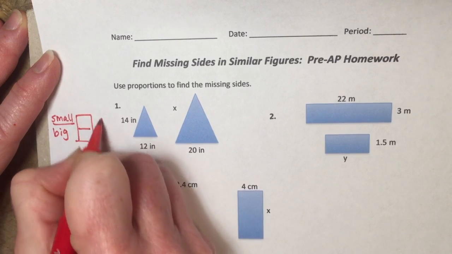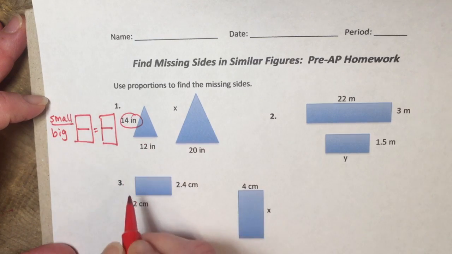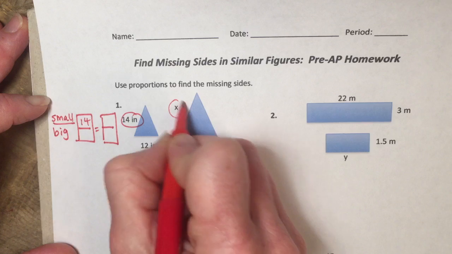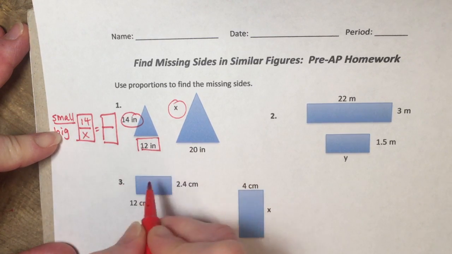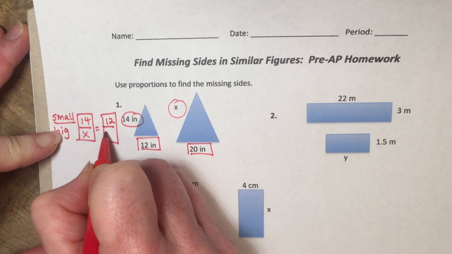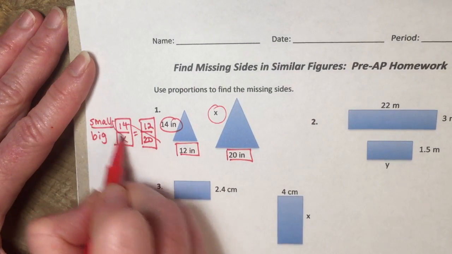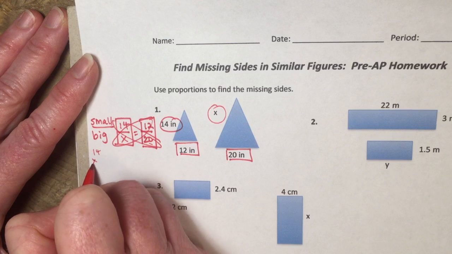Set up my boxes. So in the small triangle, I'm just going to pick a side, 14. And in the big triangle, that side corresponds to the x. Then I'm going to go back to the small triangle and pick a side. That would be 12. It corresponds to the 12 in the big one, so 20 goes here. To solve a proportion, I'm going to use cross products. So I'm going to multiply diagonally 14 times 20.